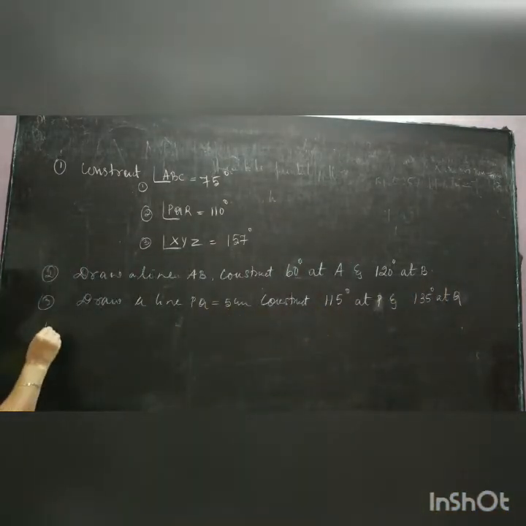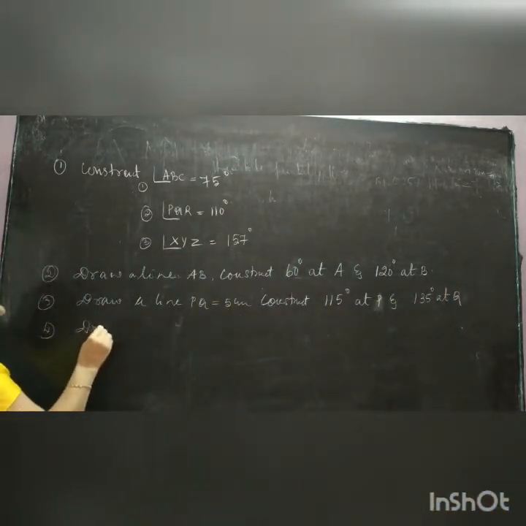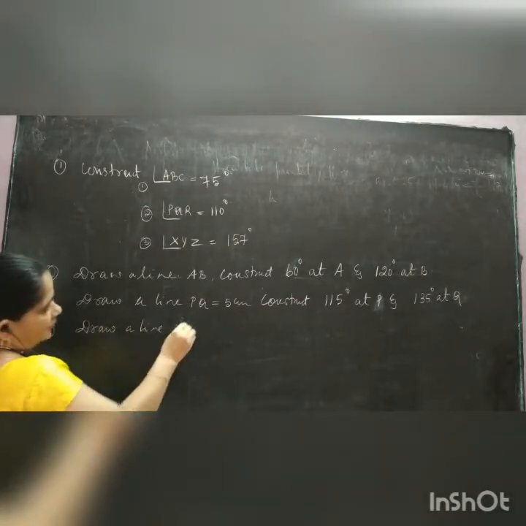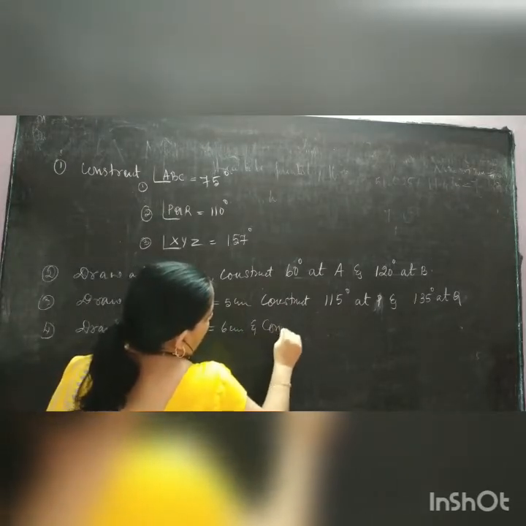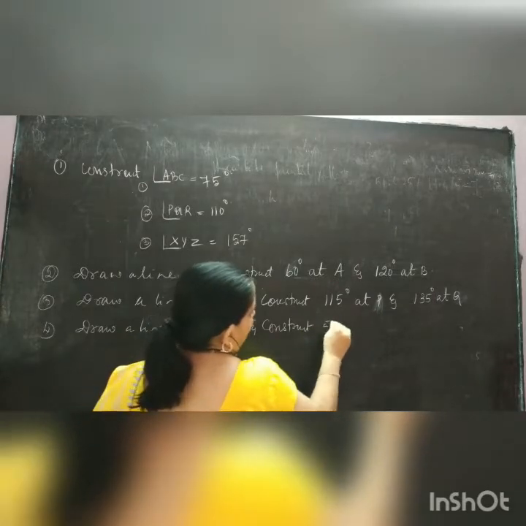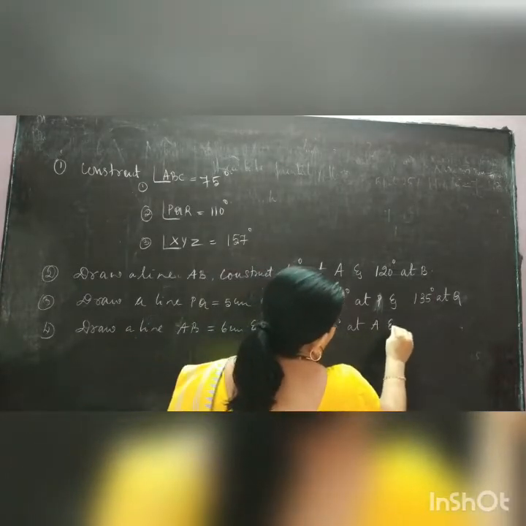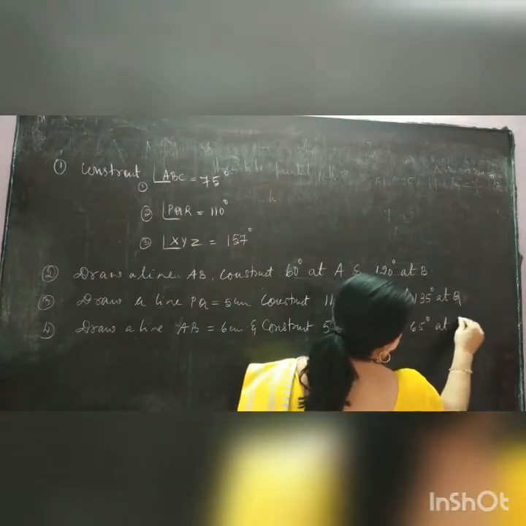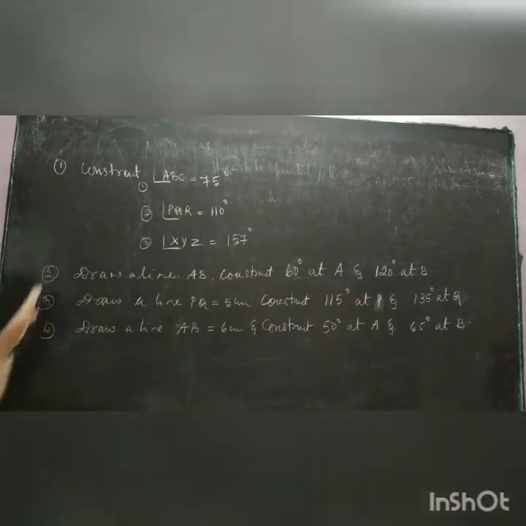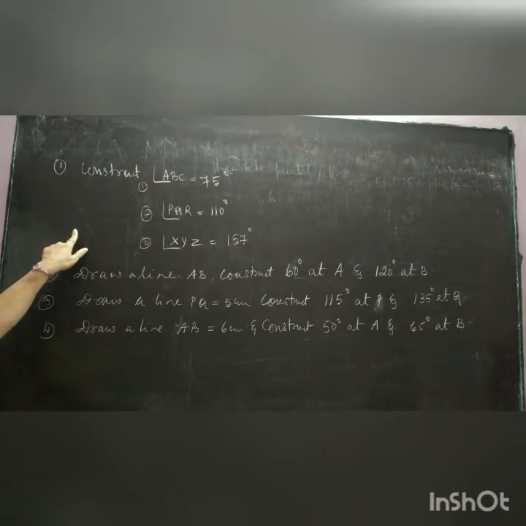Next, fourth one, draw a line AB 6 centimeter and construct 50 degree at A and 65 degree at B. So these three sums you have to do in your classwork, in your 200 pages unruled book. So I'll check these sums. If I have done wrong, I'll teach you again afterwards. Okay?